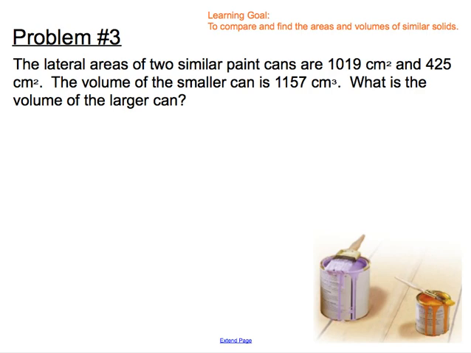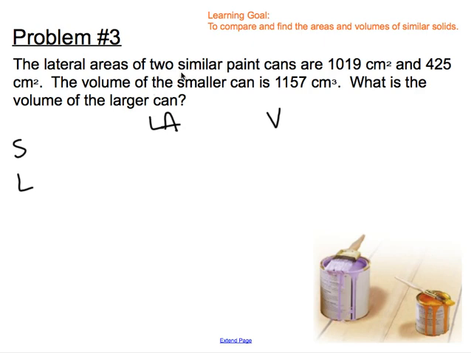Okay, so question 3 states that the lateral areas of two similar paint cans are 1,019 centimeters squared and 425 centimeters squared. The volume of the smaller can is 1,157 cubic centimeters. And we need to find the volume of the larger can. So the first thing that I would do is set up some kind of chart. I would track the smaller can and the larger can, and I would check them based on lateral area and volume.